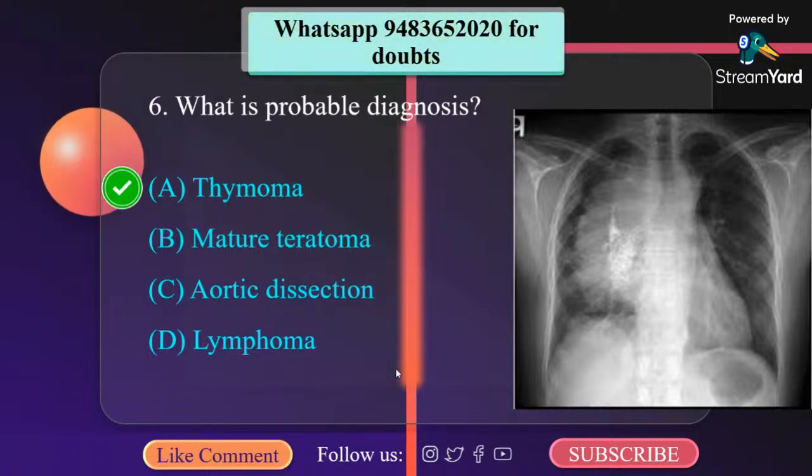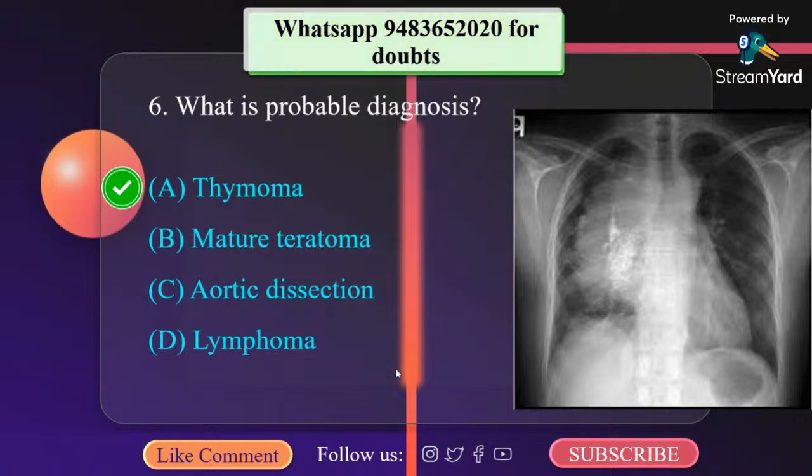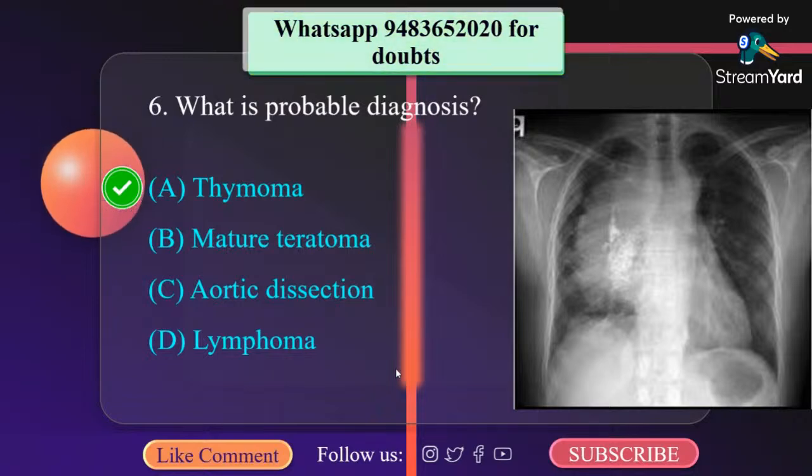General consideration of thymoma: it is the most common anterior mediastinal neoplasm. Mean age of presentation is 52, which is older than teratoma. Most are solid lymphoepithelial tumors of the thymus. Some are cystic. About one-third are malignant. It is rare in children, most common around the 5th or 6th decade. So the probable diagnosis here is thymoma.